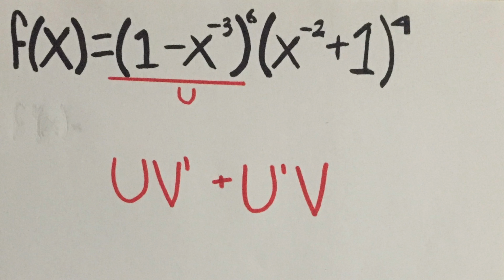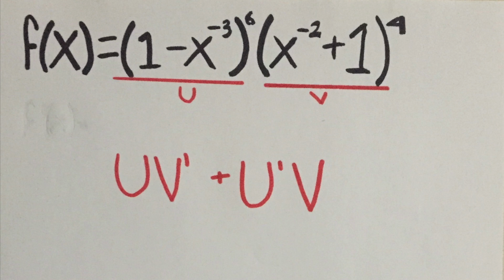After we identify which rule we want to use, we have to choose which is going to be our u and which is going to be the v. In this case, u is going to be (1 minus x to the minus 3), everything to the 6, and the v is going to be (x to the minus 2 plus 1), everything to the 4.